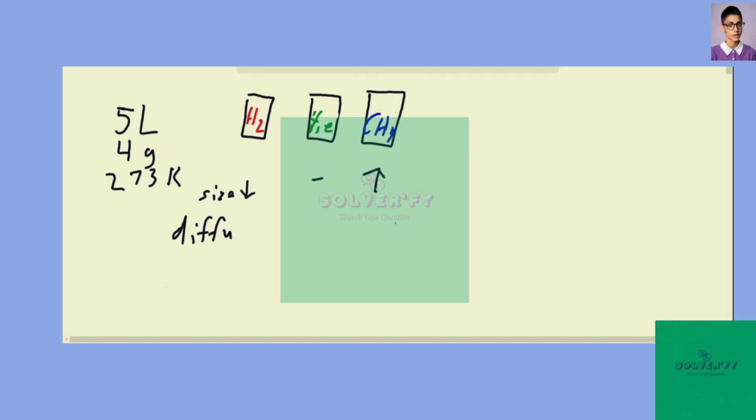So in this case, for diffusion, we've got the highest for H2, helium's in the middle, and the lowest is going to be the methane.